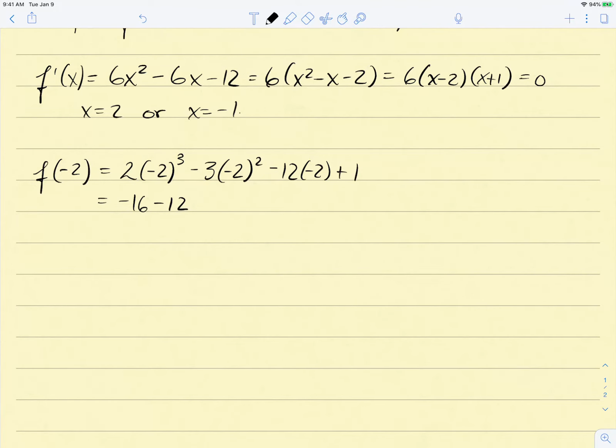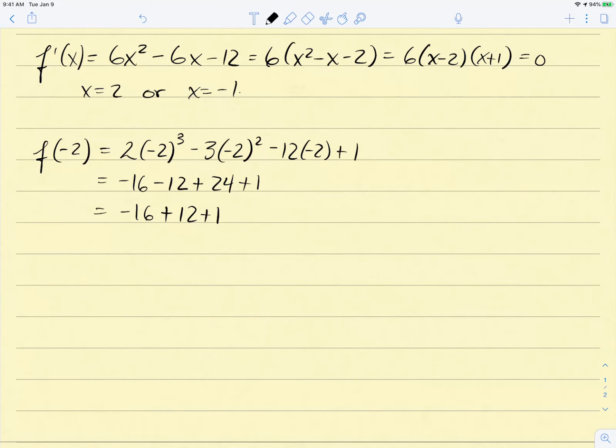And then the next term is -12 times -2 gives me 24 plus 1. So now, let's see. Negative 12 plus 24 is positive 12. So it's negative 16 plus 12 plus 1 gives me negative 4 plus 1 is negative 3. There's 1. F of, let's see, the next one is, let's do negative 1.